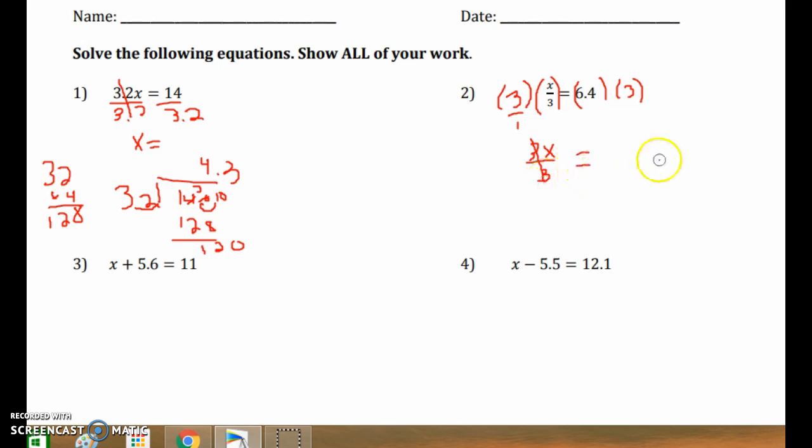And on this side, I have 6.4 times 3. This should be 12. Carry the 1. 3 times 6 is 18. With a 1 is 19. Move the decimal in here. The answer should be 19.2.